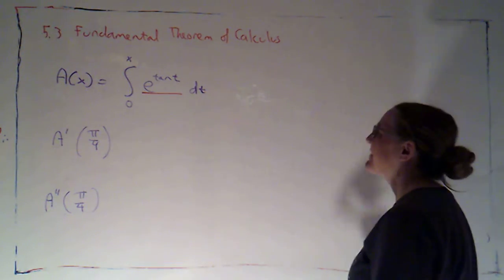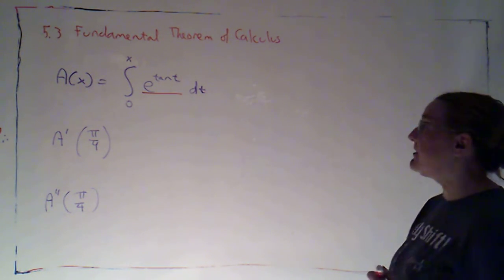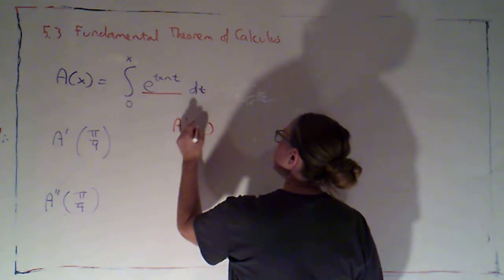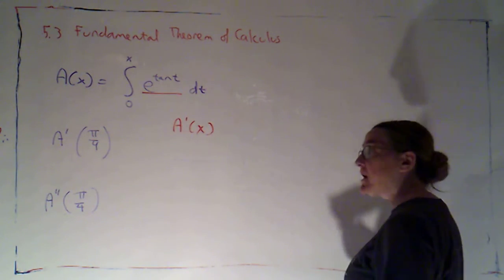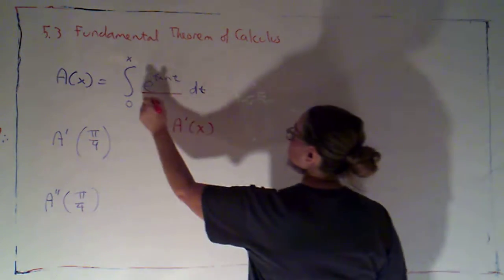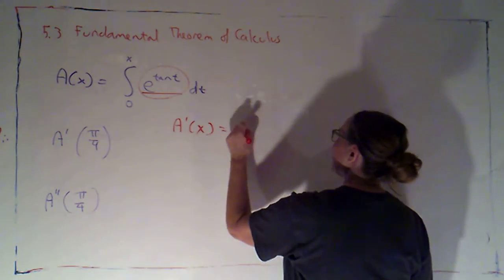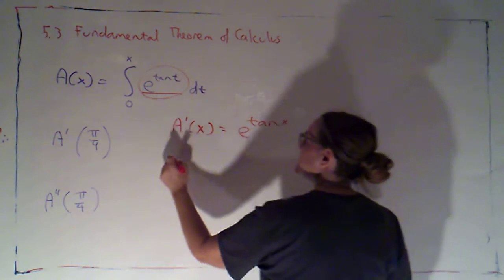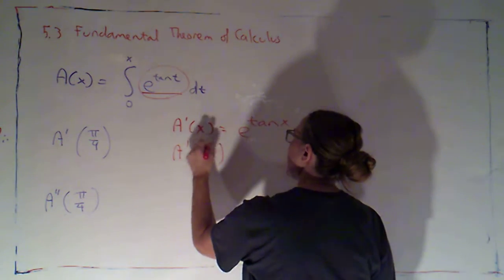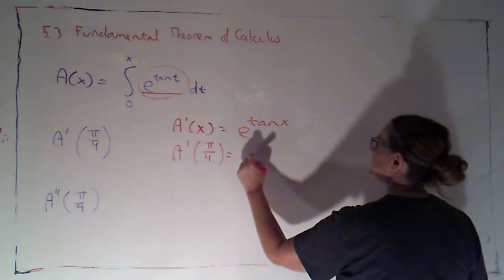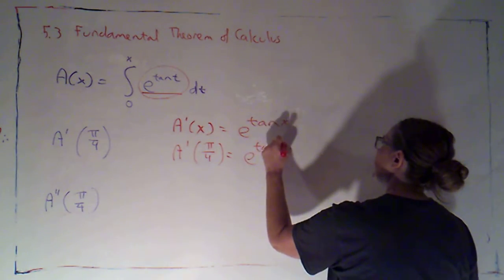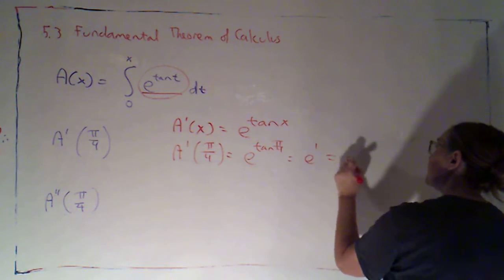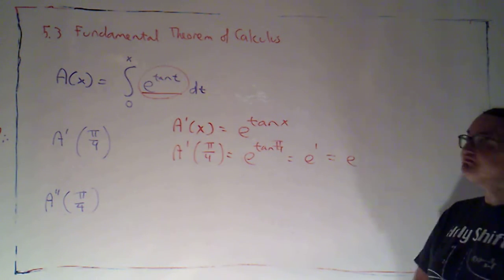Welcome back. I know that finding any derivative at a point is always a two-step process. I need to start by finding the derivative function. Well, the derivative function is just that function at x, so it's just e to the tangent of x. So A prime at pi over 4 is just e to the tangent of pi over 4. Tangent of pi over 4 is 1, and e to the first is e.